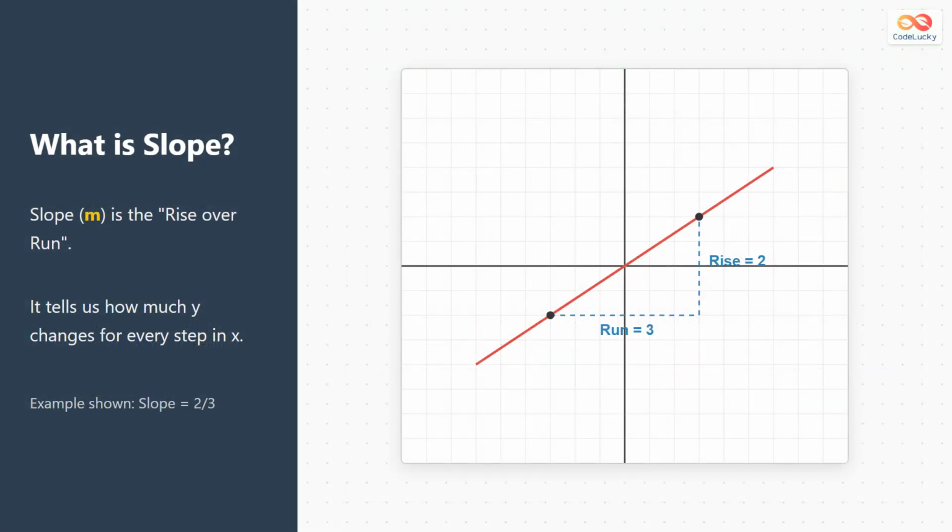Before we proceed, remember what slope really is. It is the rise over the run. It tells us how much the line goes up or down for every step it moves to the right. In this graph, you can see a slope where we rise 2 units for every 3 units we run.